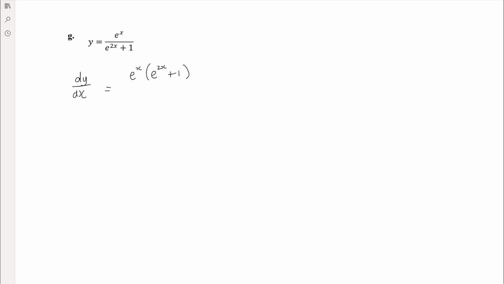We then subtract in the quotient rule. We leave the numerator as it is, and we then differentiate the denominator. So e to the 2x will become 2e to the 2x, and the derivative of 1 is 0. And then the denominator is squared with the quotient rule.